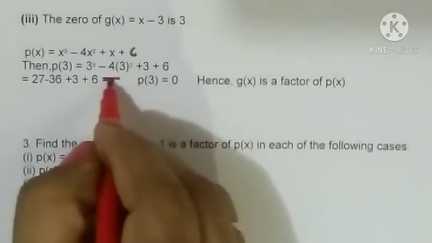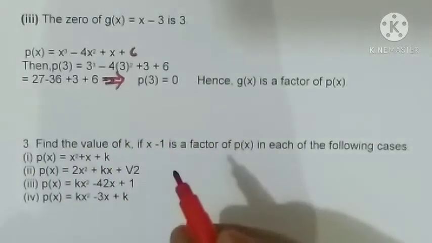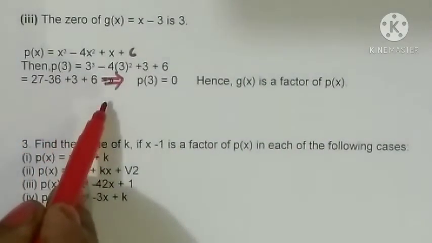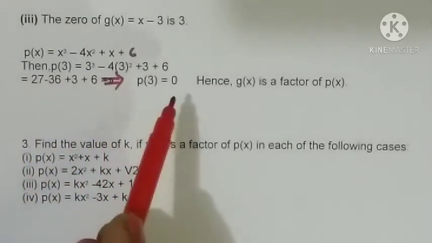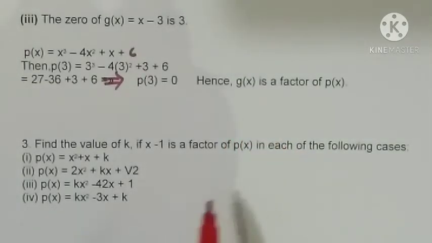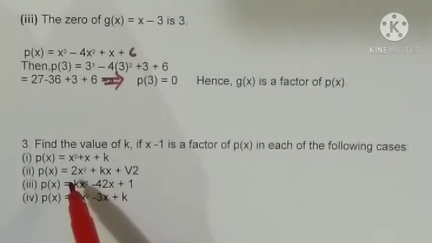This implies, what does it imply? P of 3 equal to 0. Just check that one. 27 plus 3 is 30. 30 plus 6 is 36, minus 36 is here. So p of 3 equal to 0. So we got that g of x is a factor of the given p of x. Now what is question number 3?